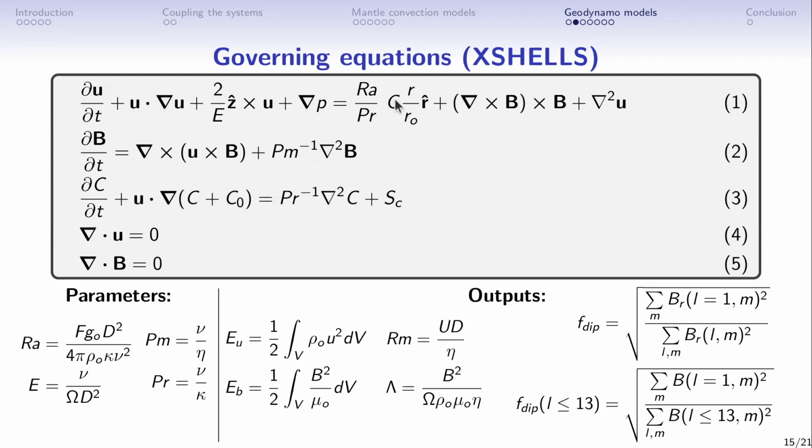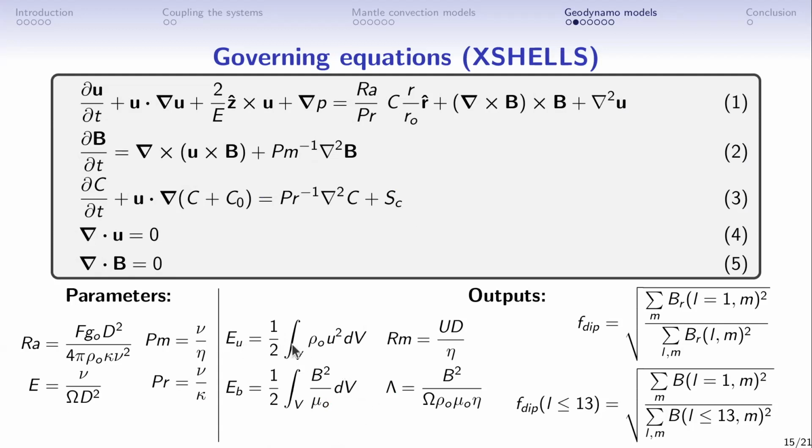So the Navier-Stokes equation, the induction equation, the conservation of the codensity, and the null divergences of the velocity and magnetic fields. The non-dimensional parameters are given here: the Rayleigh number, Ekman number, magnetic Prandtl number, and the Prandtl number. And here I show some outputs that I will be discussing in the next slides.